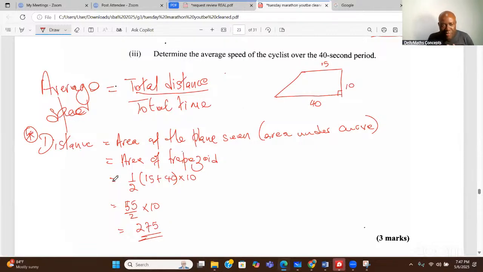Everybody just confirm with me if we're good. Yes, sir, that's right. All right, very good. So 275 meters. Now we're going to finalize the math.